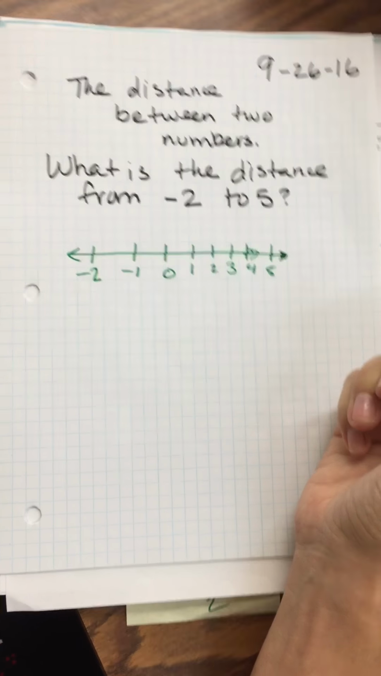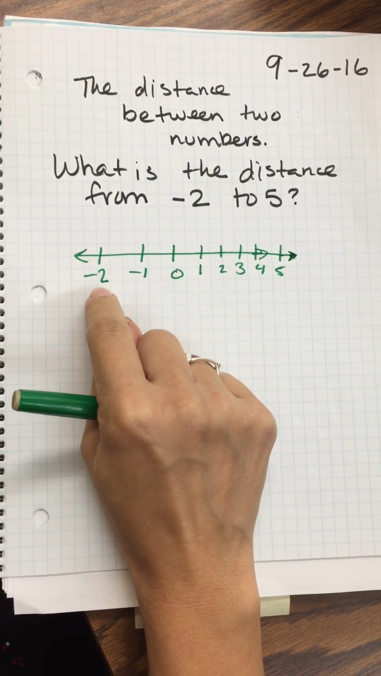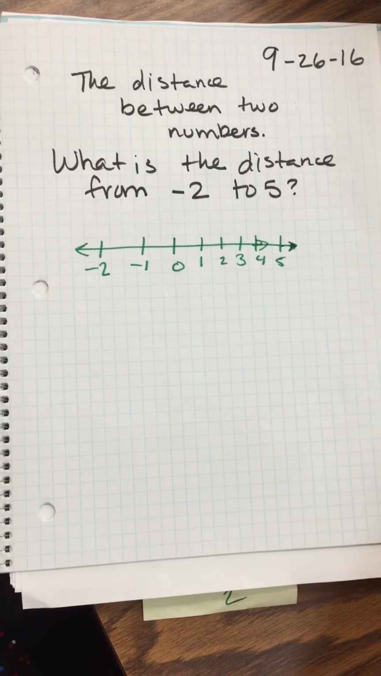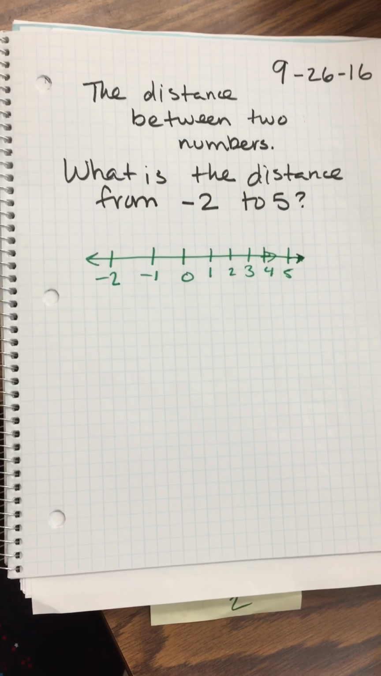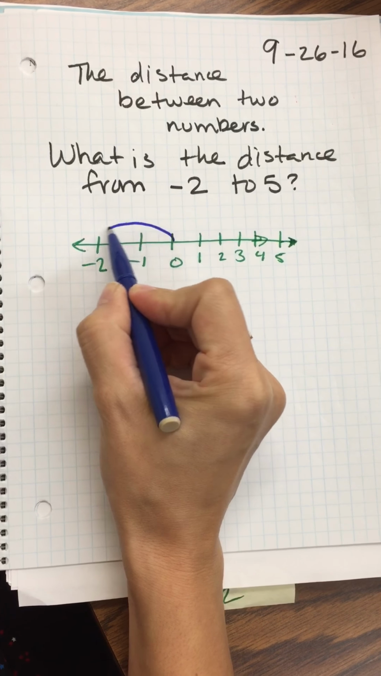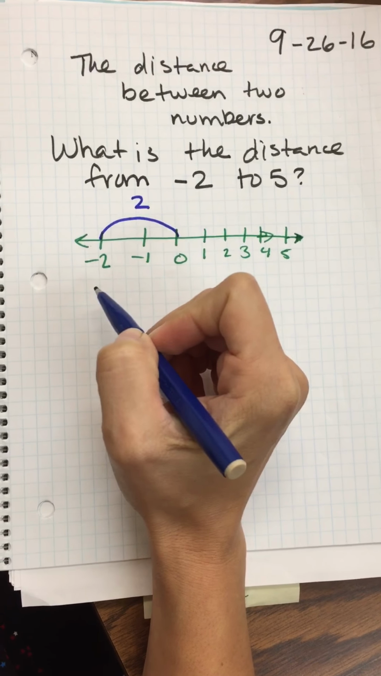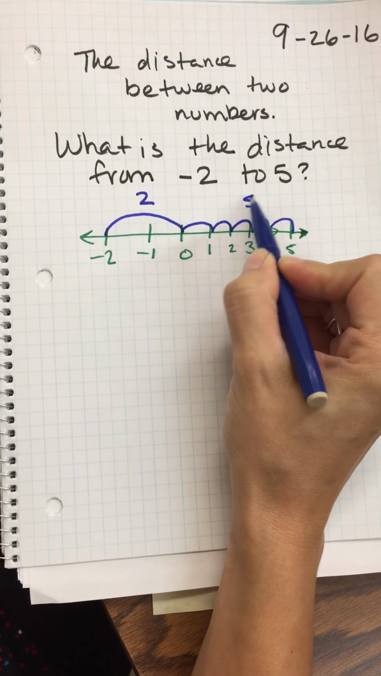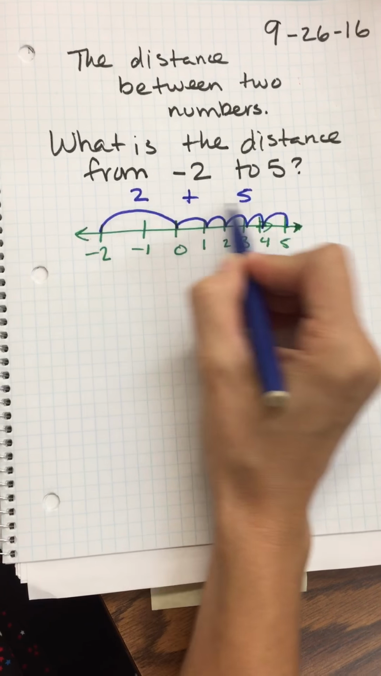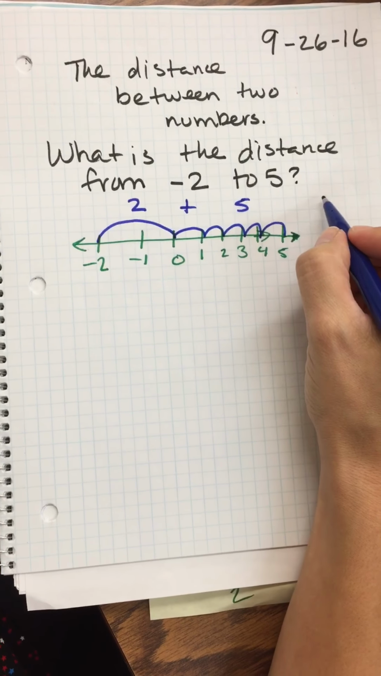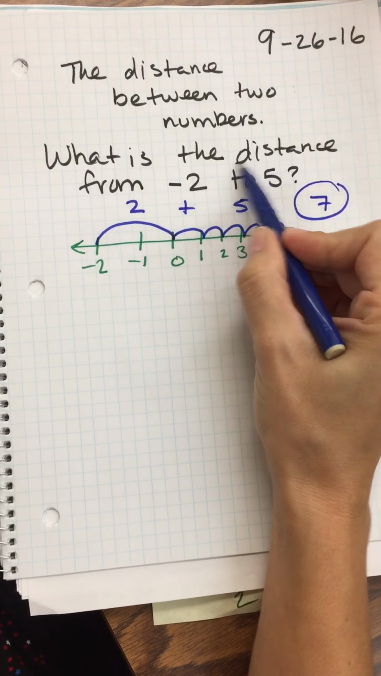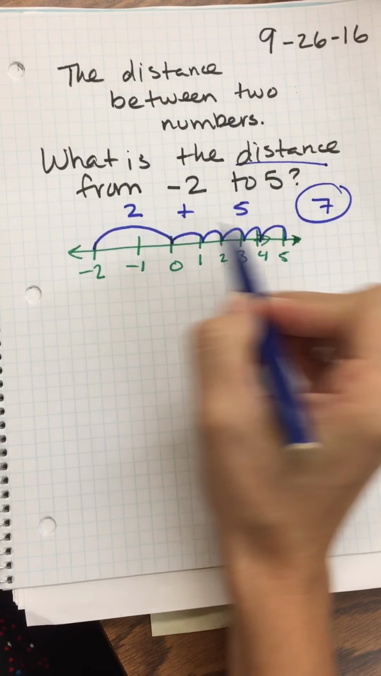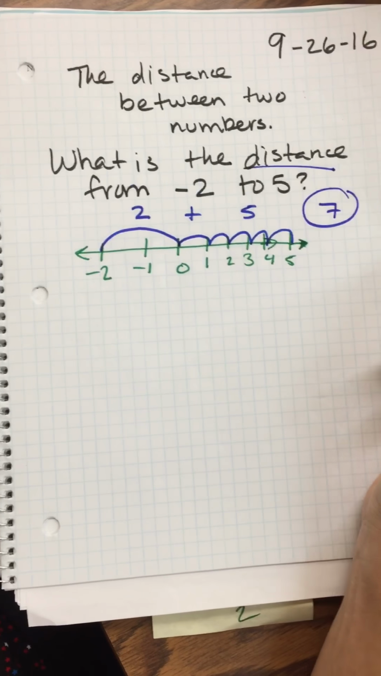I want to know, and I'm asking you, what is the distance from this number all the way to this number? Well, if I look at my number line, I can see that from 0 to -2, that's 2 spaces. And from 0 to 5, that's 1, 2, 3, 4, 5 spaces. So if I add these up, what do I get? I get 7. So the distance, remember distance is always positive, is 7. There are 7 spaces between -2 and +5.